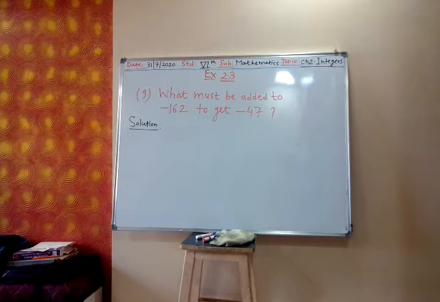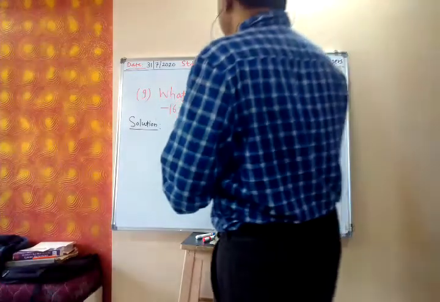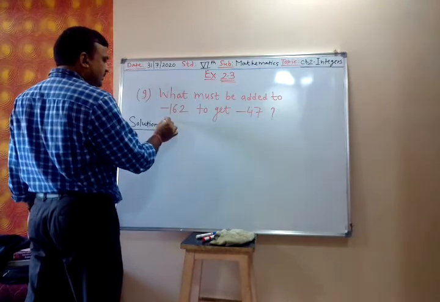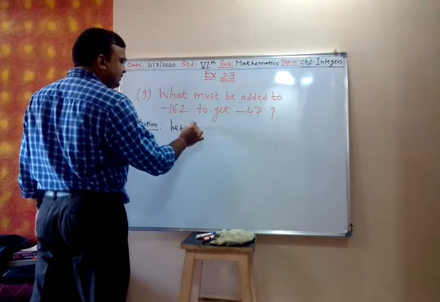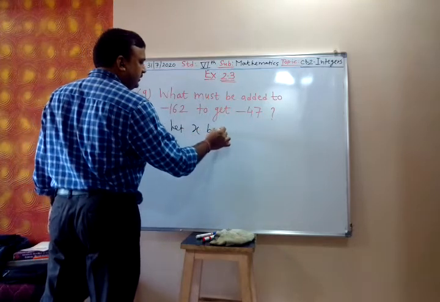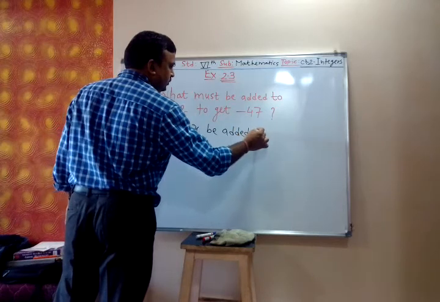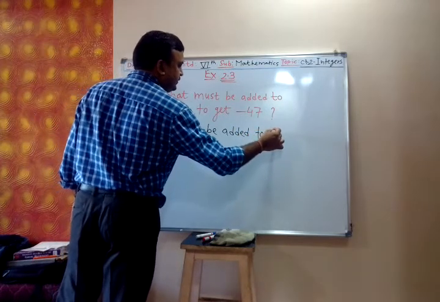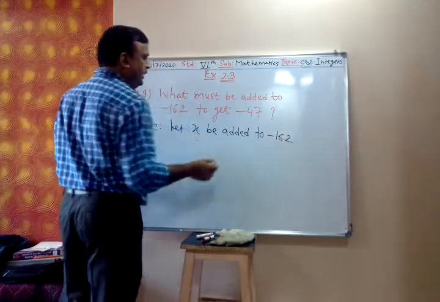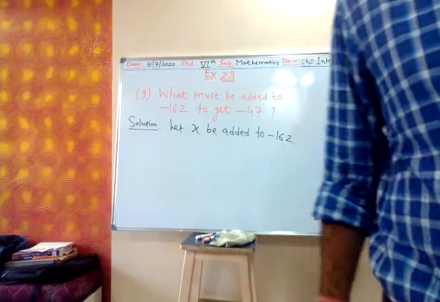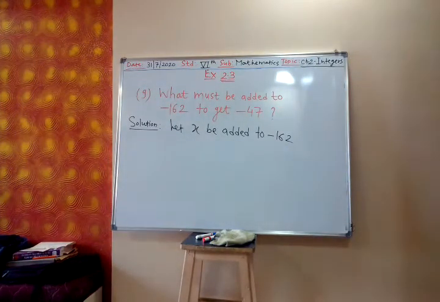What must be added to minus 162 to get minus 47? So what you will add to minus 162? So we write, let x be added to minus 162. We add x to minus 162.